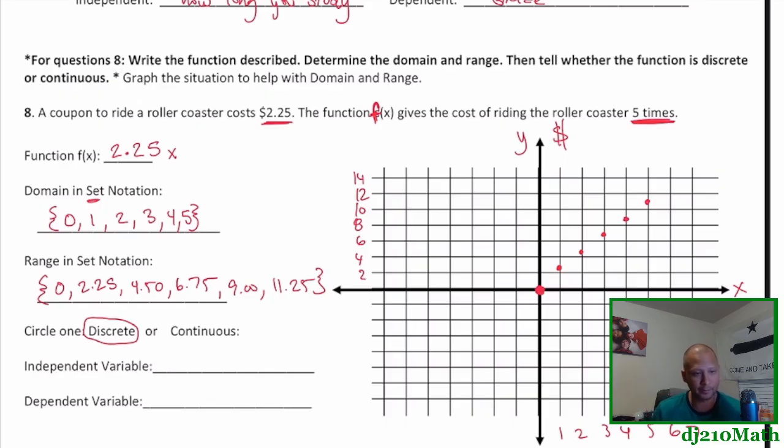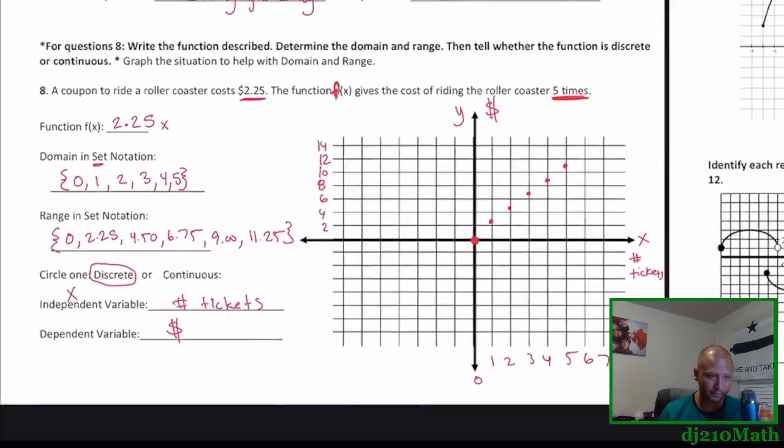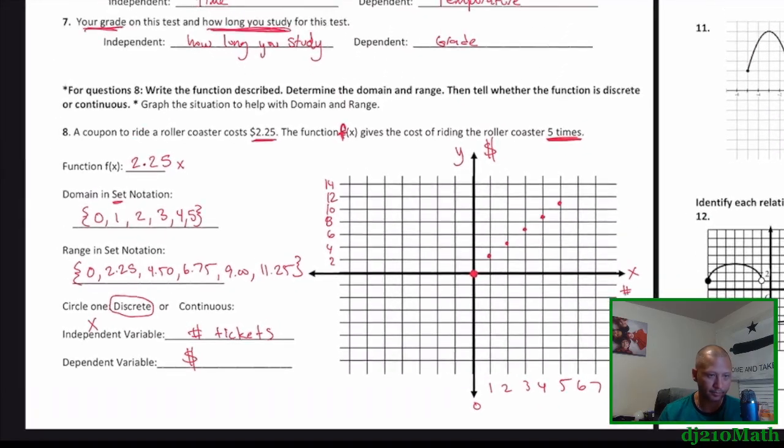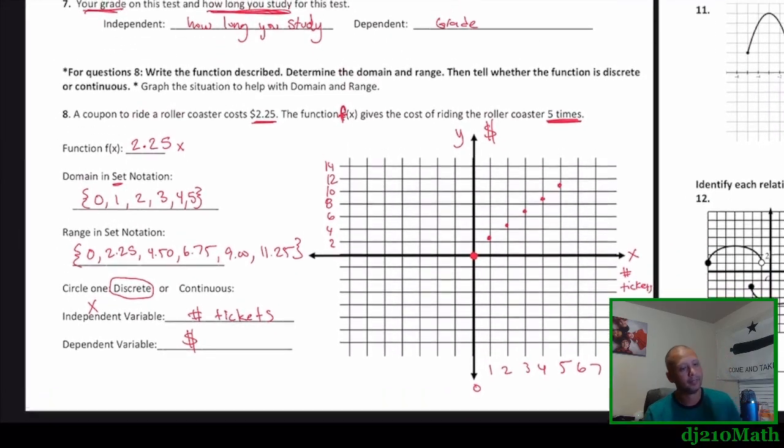We're not going to connect the dots because it wouldn't make sense for x to be 1/2 or to be not a whole number. The independent variable, what's on the x-axis? Number of tickets. The dependent variable, the money, is going to depend on the number of tickets. Oh, you can't see it, but I definitely wrote number of tickets.